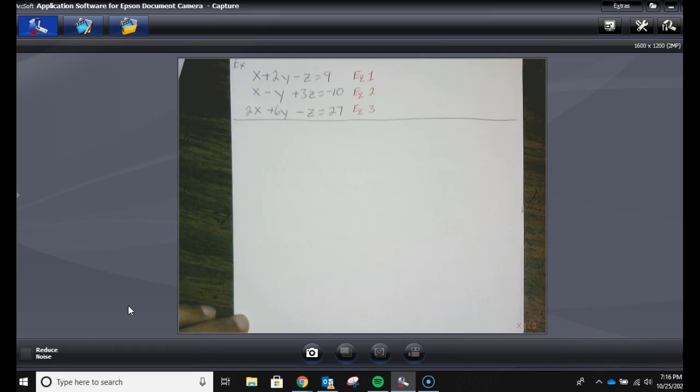I'm going to go through with you another example of solving 3x3 systems by substitution. Miss Gable has already gone through several examples. I'm going to show you one more example of one that works.